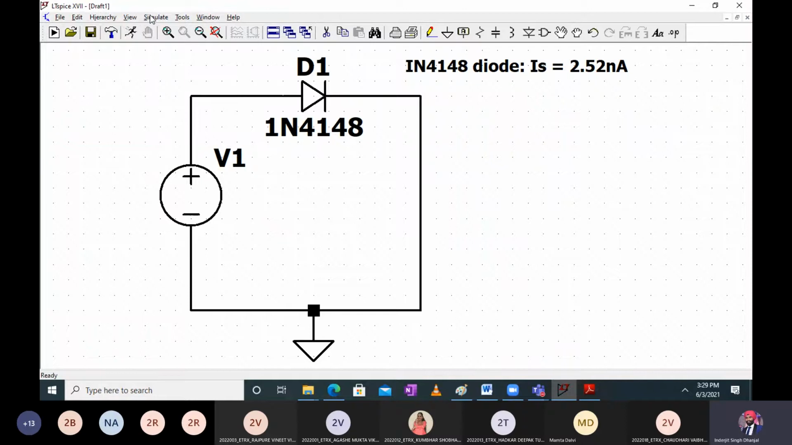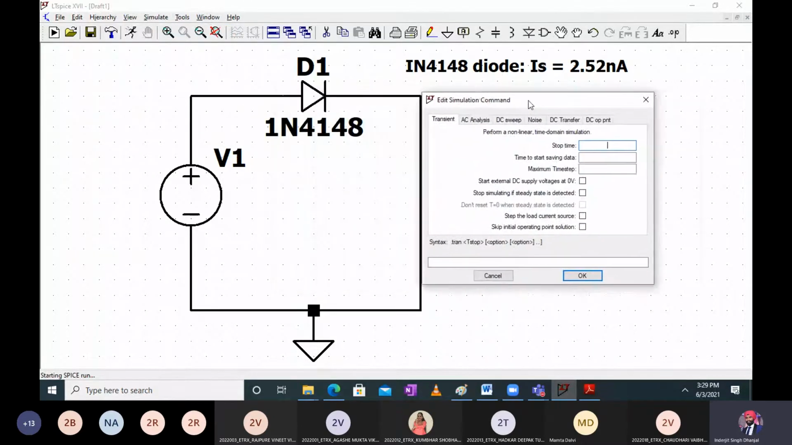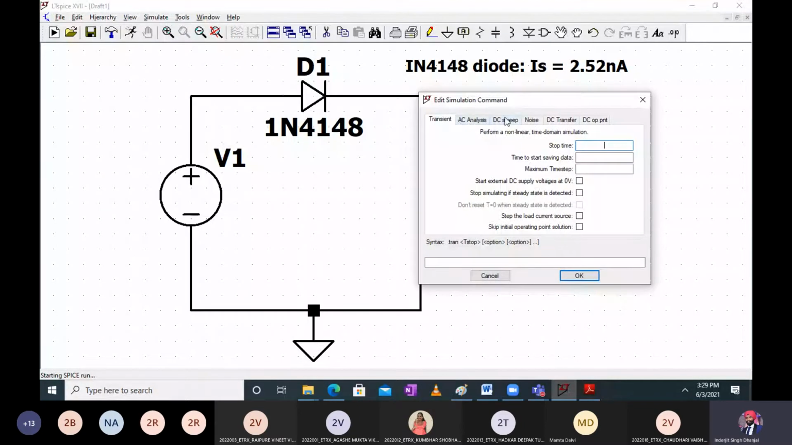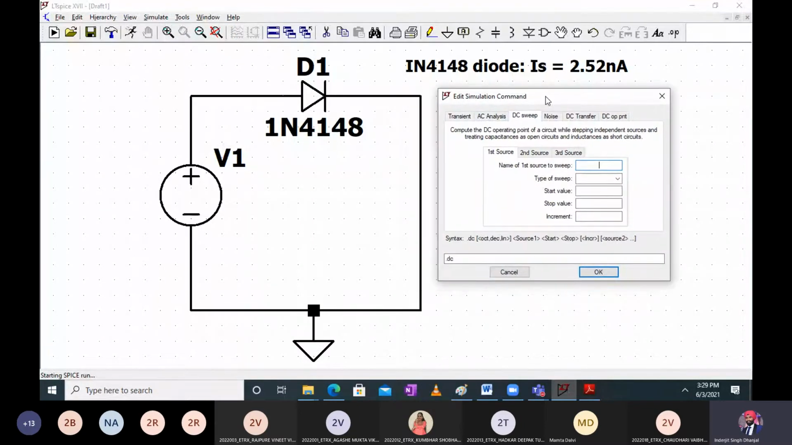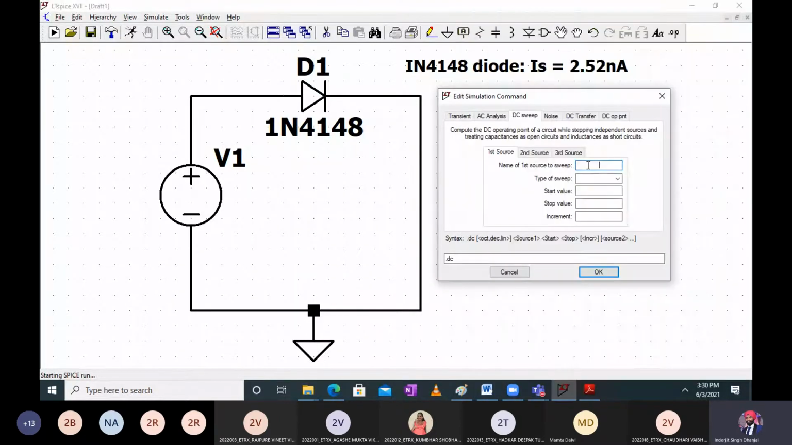Yes, sir. Click on simulate, click on run. It will ask you various simulation commands. So right now we have to select DC sweep. DC sweep means this voltage source V1, we have to vary it. Now, what is the range of variation? 0 to 15 volt. It is given here, right? And in the steps of 0.1. Okay. So here you type V1, this one, V1.